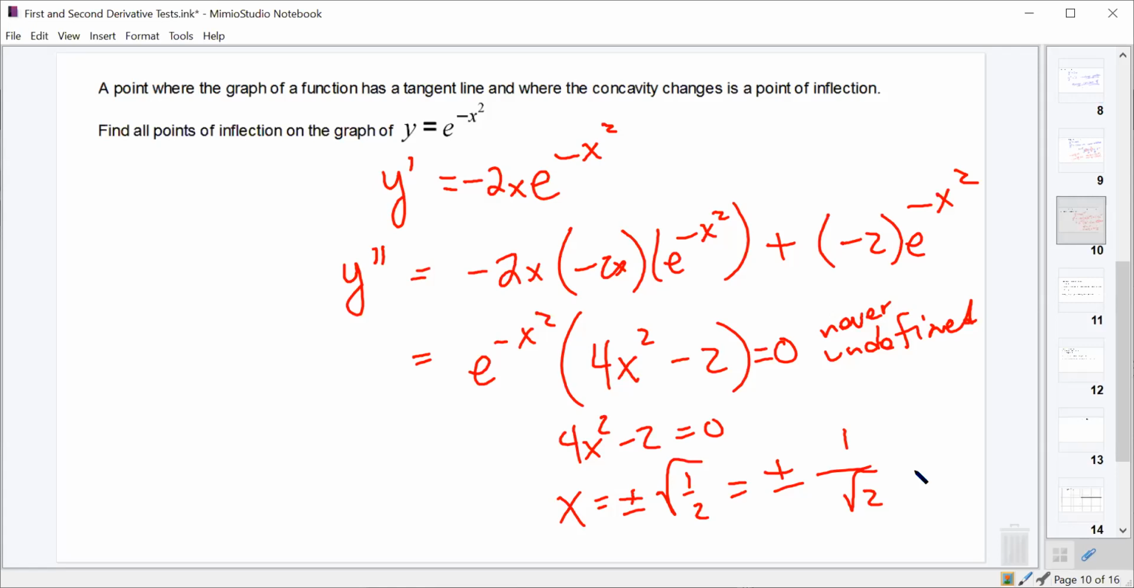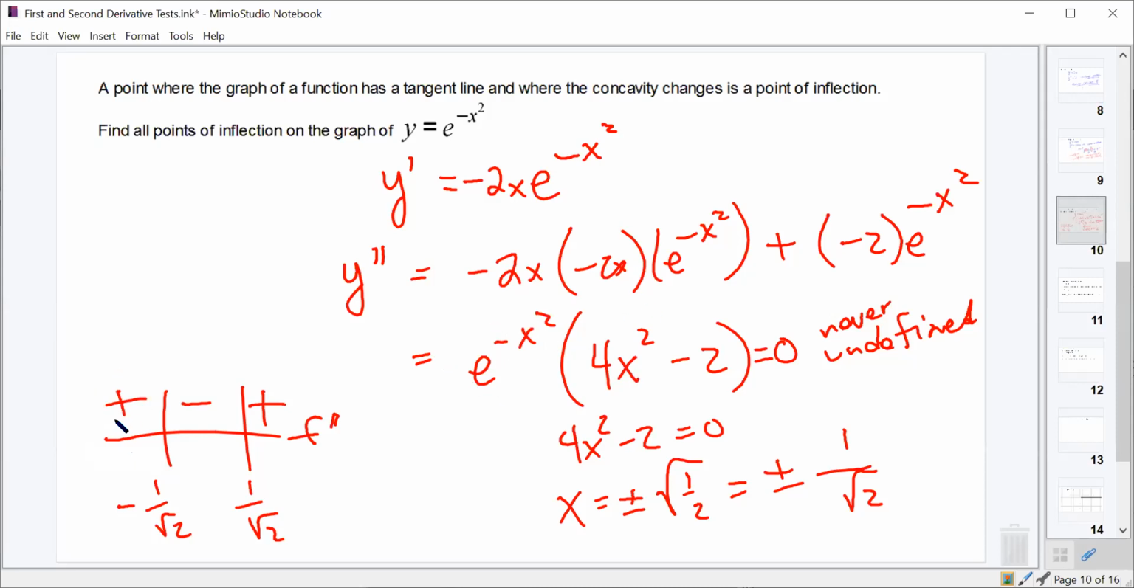All right, spectacular. So let's make our sign chart. Negative 1 over root 2 and 1 over root 2. Plug in a value in between, like 0. What is the sign of your second derivative if you plug in 0? E to any power is always positive, and this is negative, so it's concave down in there. Then something greater than 1 over root 2 would be like 1,000. This is, like I said, always positive, and then this becomes positive. And then something like negative 1,000, still positive, and positive concave up.